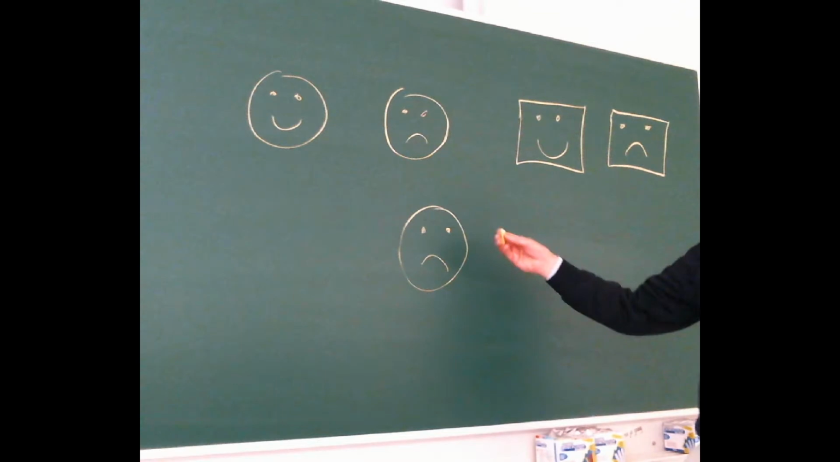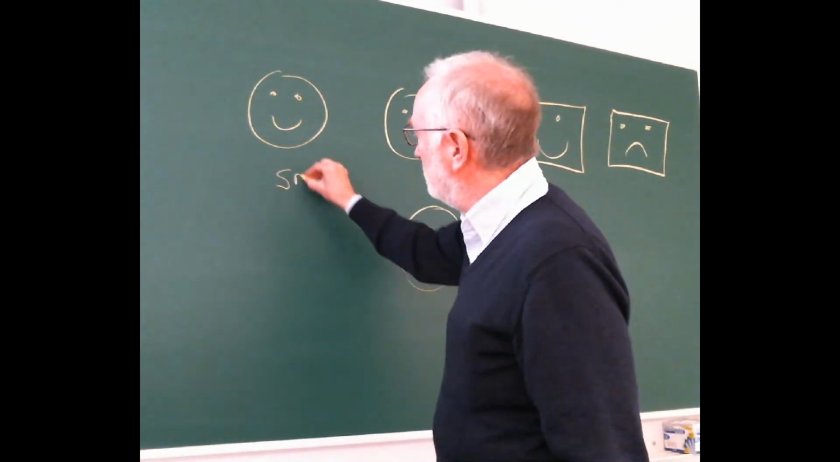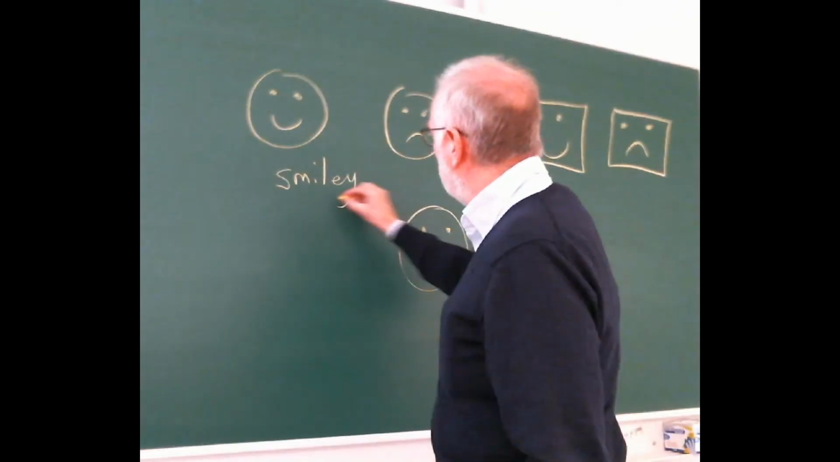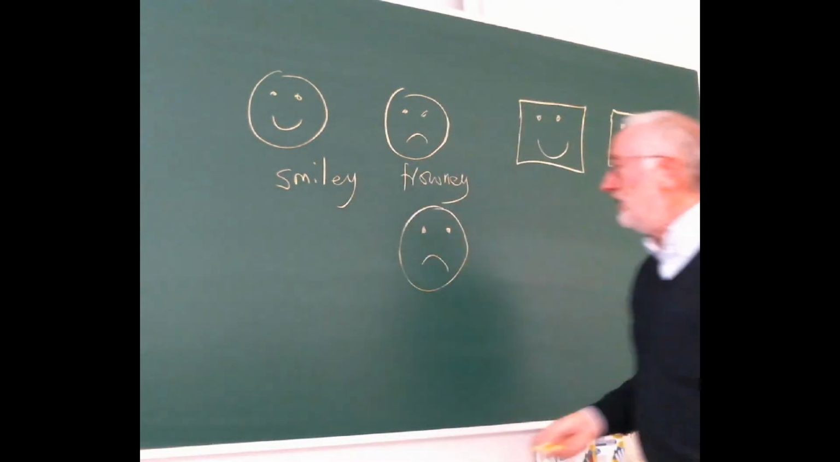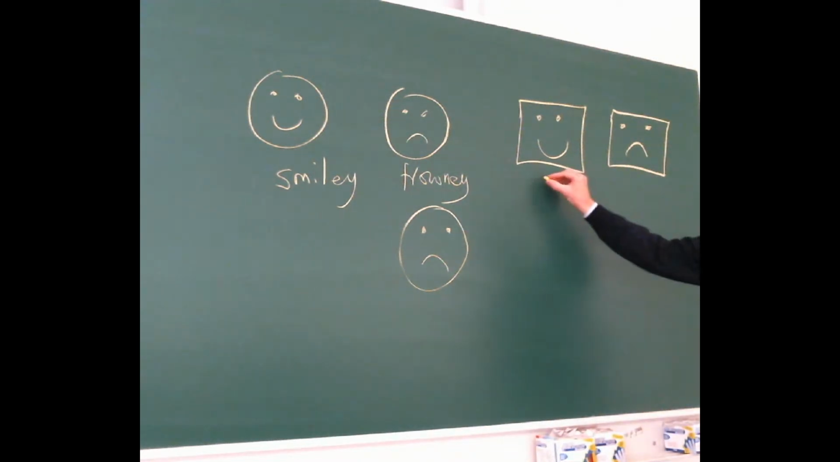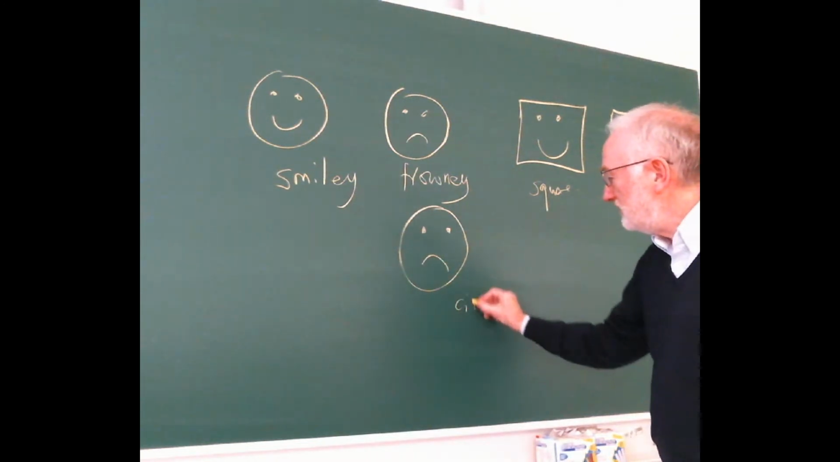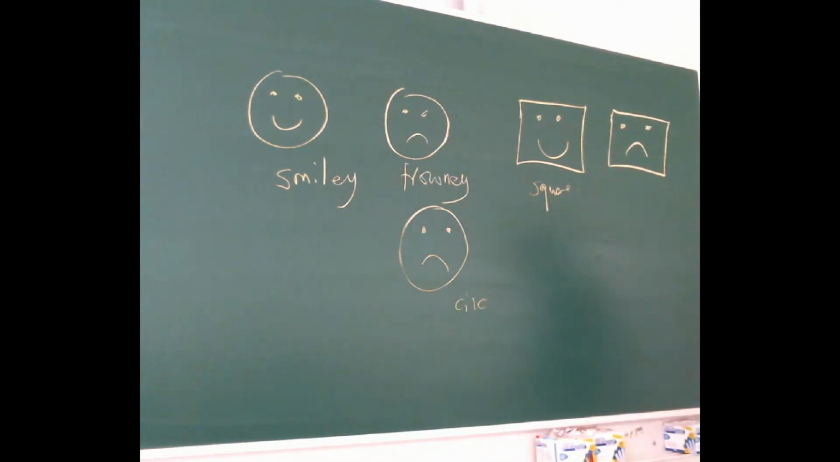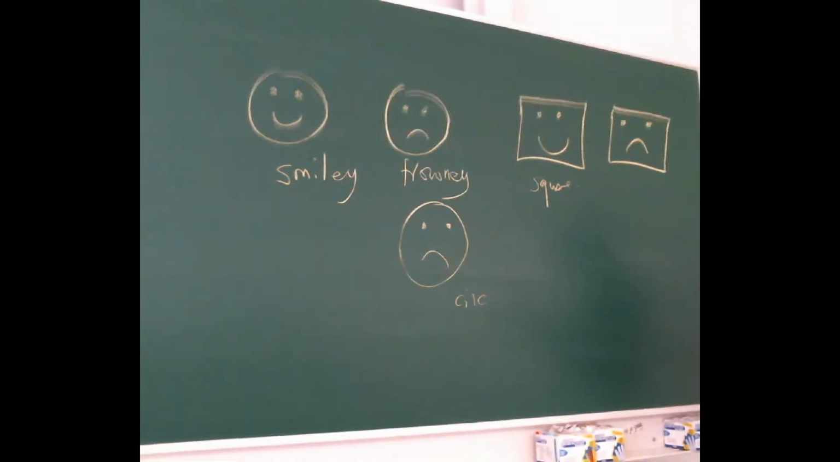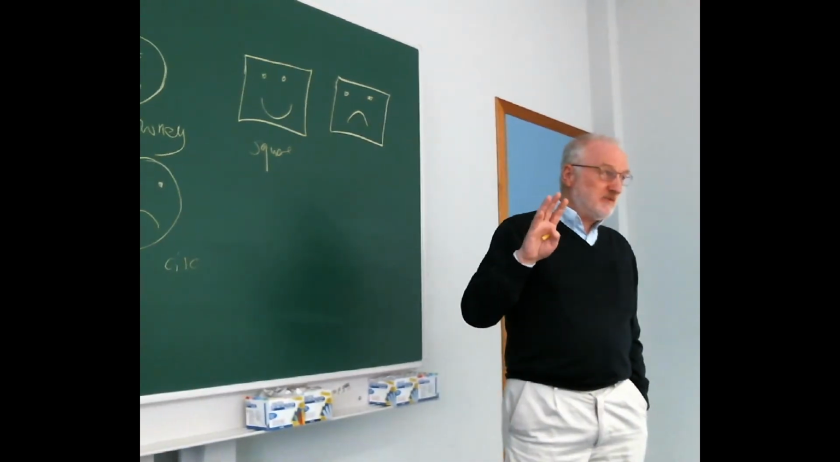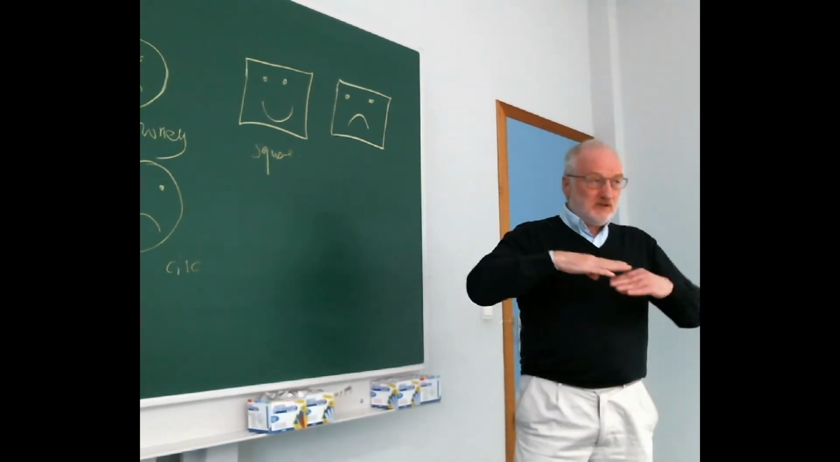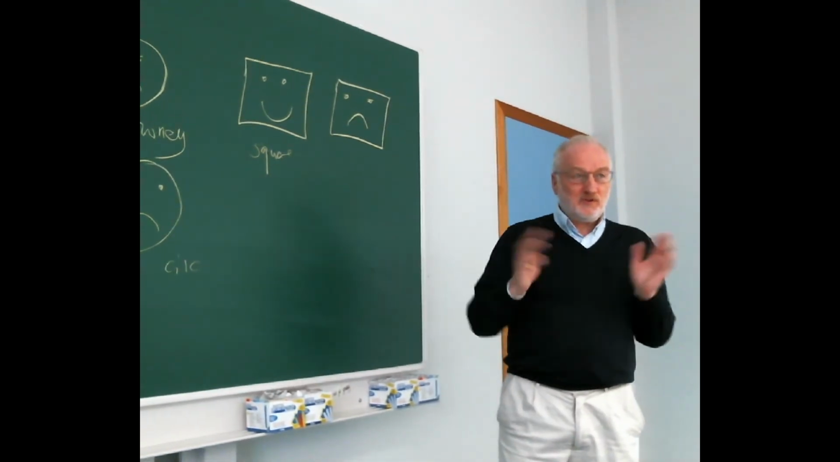So I can recognize these things. I call this smiley face. And I call this a frowny face. And I call this a square face. And I call this a circular face. And so now I can have smiley squares, frowny squares, etc. And so if what I'm trying to do in this machine vision system is to recognize smiley faces, then I'm going to aggregate this stuff differently from if I'm interested in square faces.